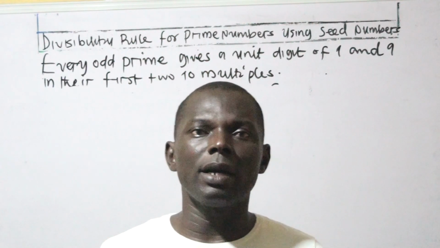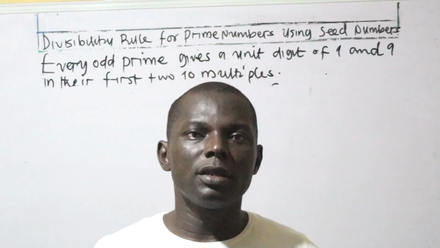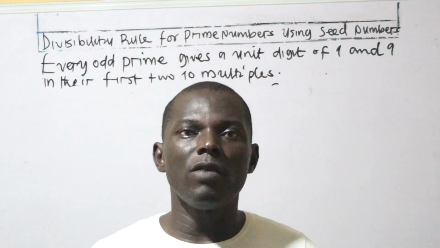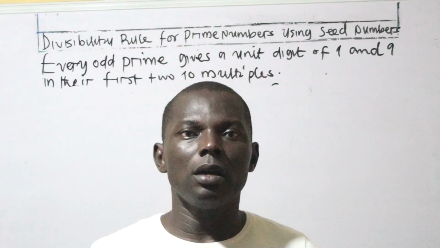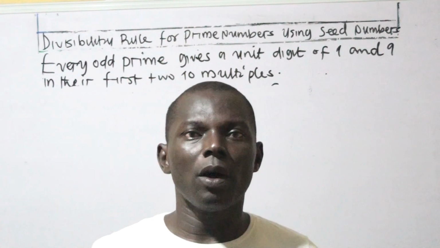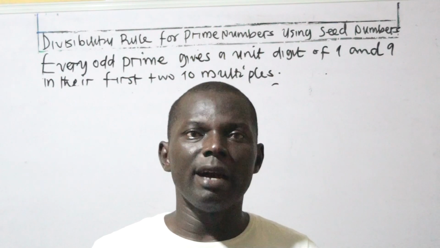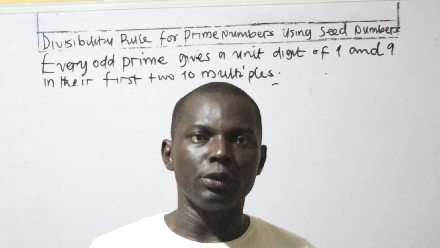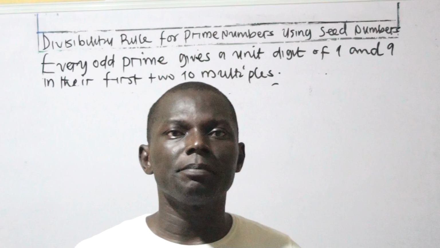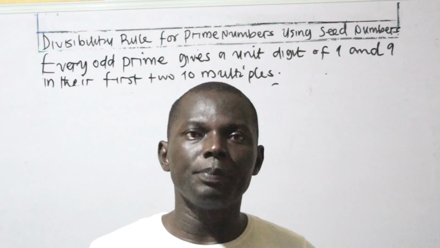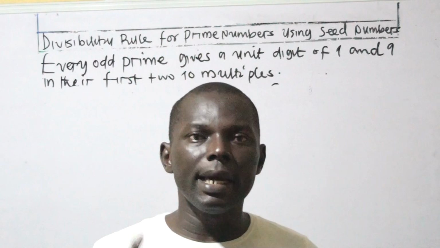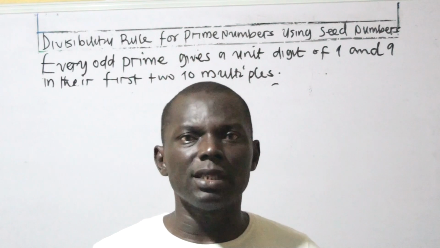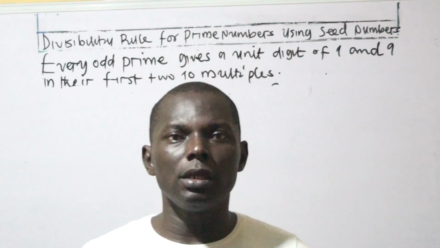The principle here we're going to use is what we call the seed numbers. The principle states that every odd prime number usually gives a unit digit of either 1 or 9 in its first two ten multiples. What it simply means is that there are some prime numbers which, when you multiply them, their unit digit will end in 1 or 9, so that will be our basis for formulating the seed numbers.